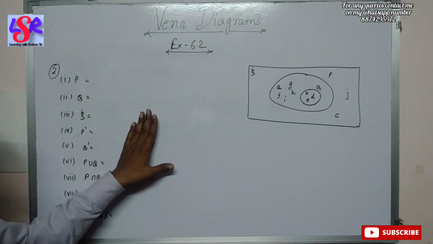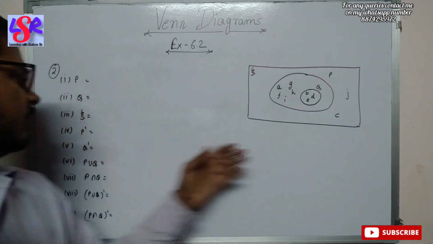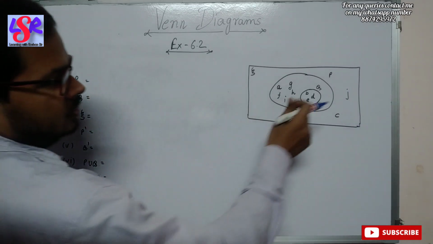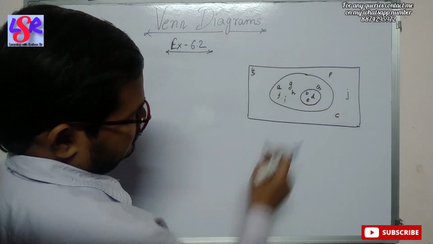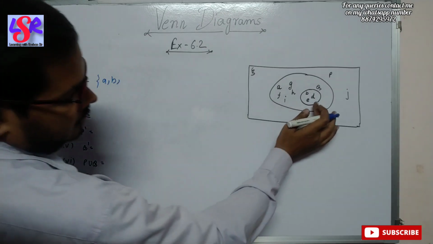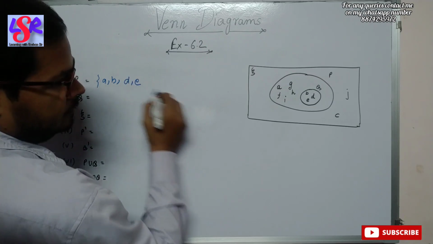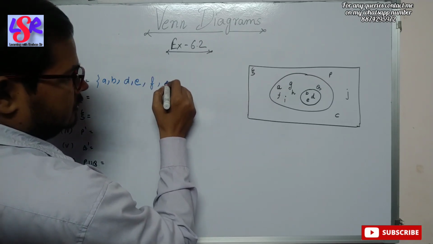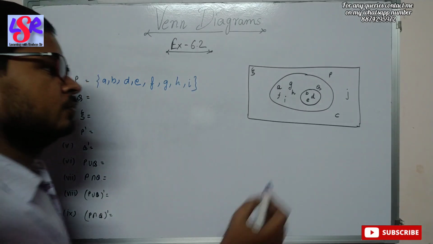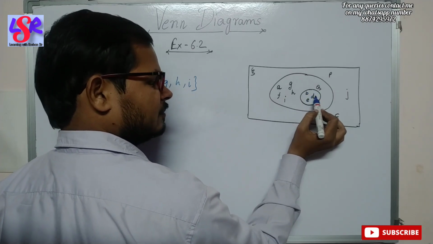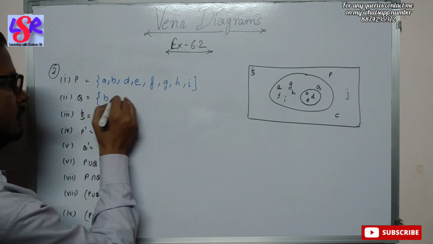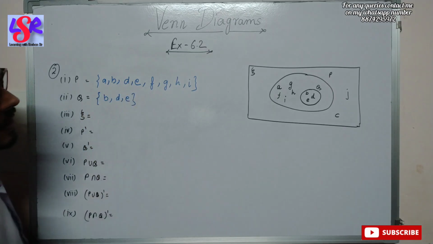Now let's do question number 2. Here we have this Venn diagram and we have to find the values of these sets. Very first of all we get for P. Inside circle P all these elements come. So we are going to take A, B, D, E, F, G, H and I. Then we have Q. Inside Q only these three come, that is B, D and E. So we have B, D and E for set Q.